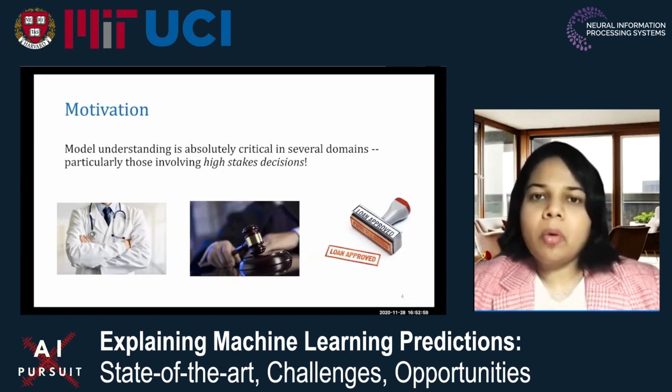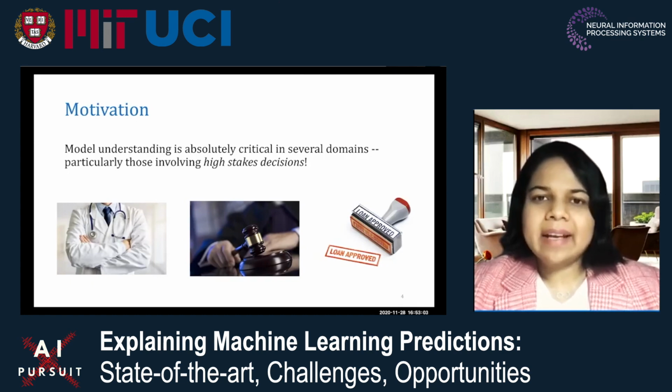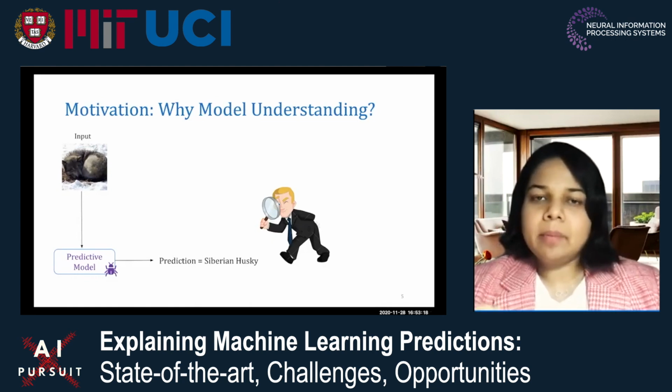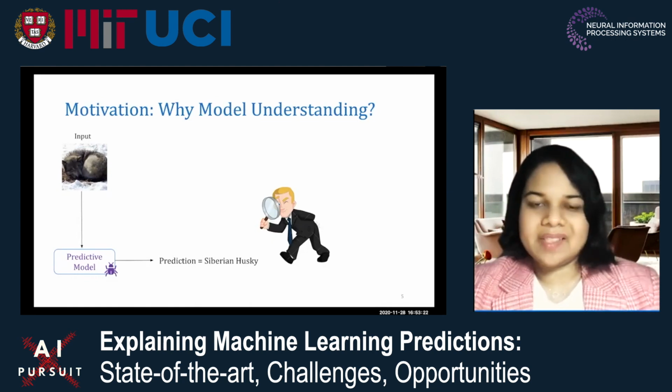Now let's try to probe a little bit deeper to really understand what exactly model understanding can help enable. To do this, let's consider some concrete examples. So let's take this example where we have an image which is input to a predictive model, and the predictive model correctly labels this image as a Siberian Husky.